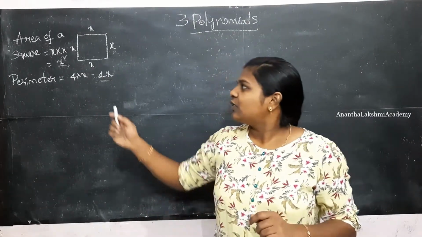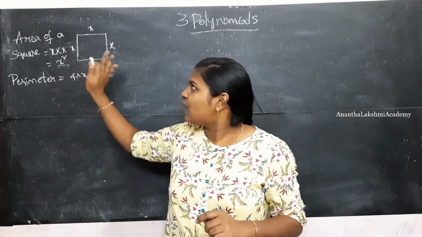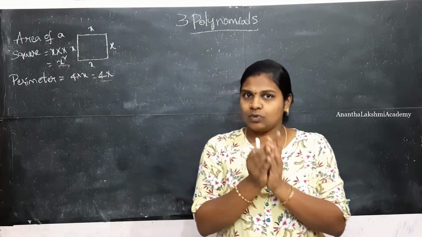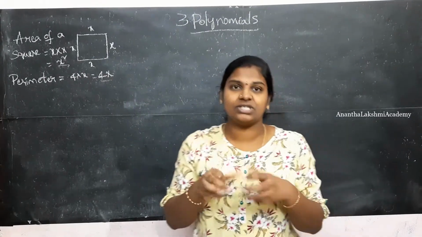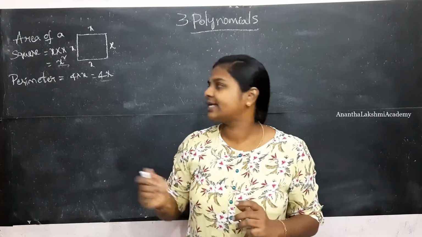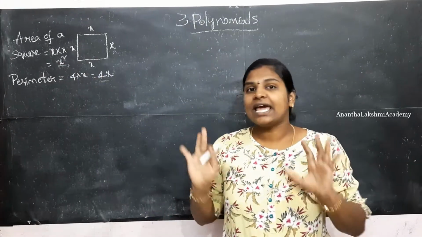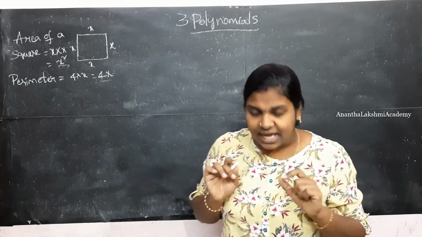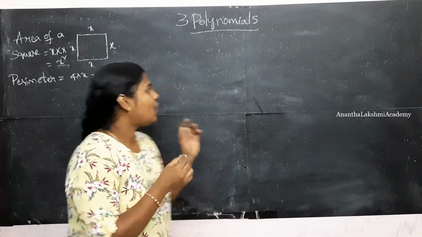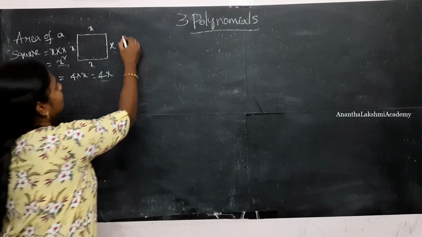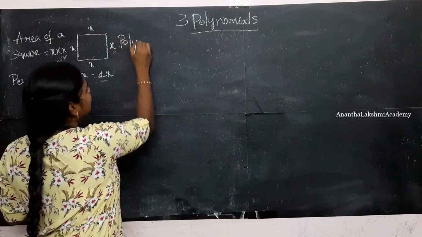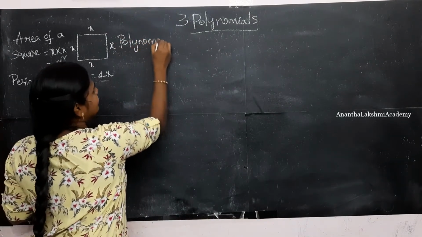So when you do not know the sides, or when you have expressions in terms of x with rising powers or dropping powers of x, they are said to be polynomials. Okay, let's come to the definition of a polynomial. What is a polynomial? Let's discuss in detail.